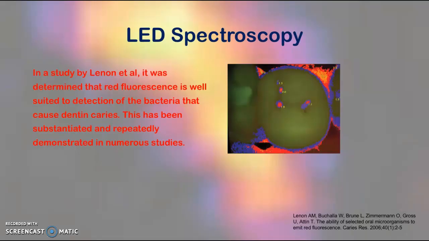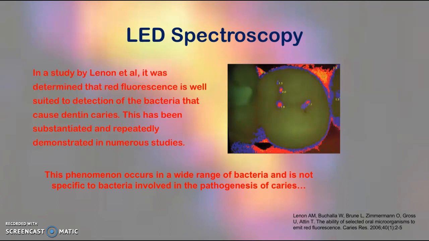In a study by Lennon et al., it was determined that red fluorescence is well suited to detection of the bacteria that cause dentine caries. This has been substantiated and repeatedly demonstrated in numerous studies. So there are a whole lot of studies which confirm that LED spectroscopy can detect bacteria which are actually the real cause of carious lesions.